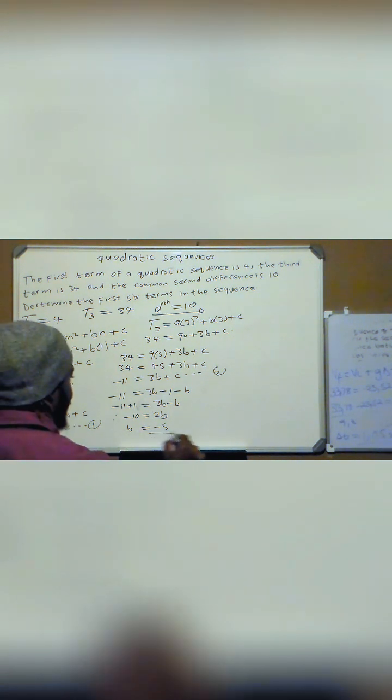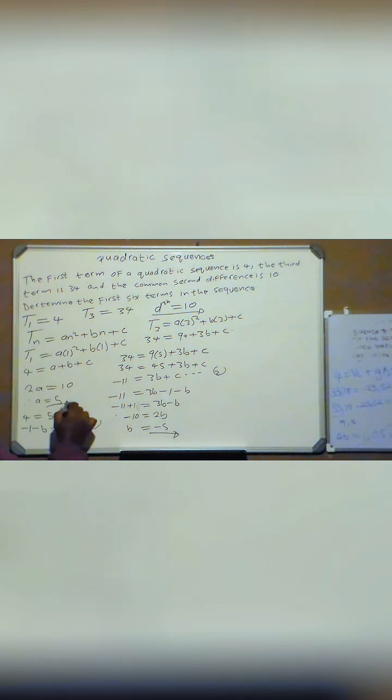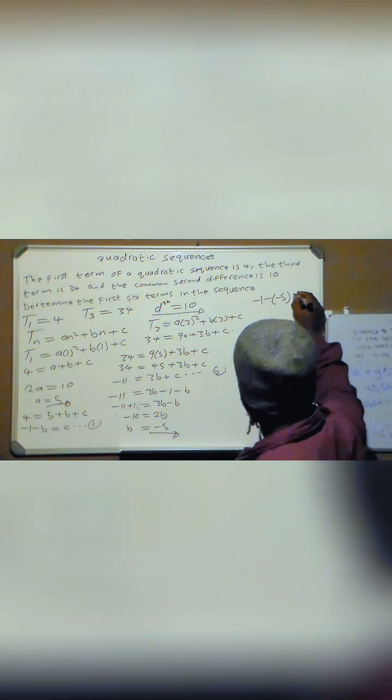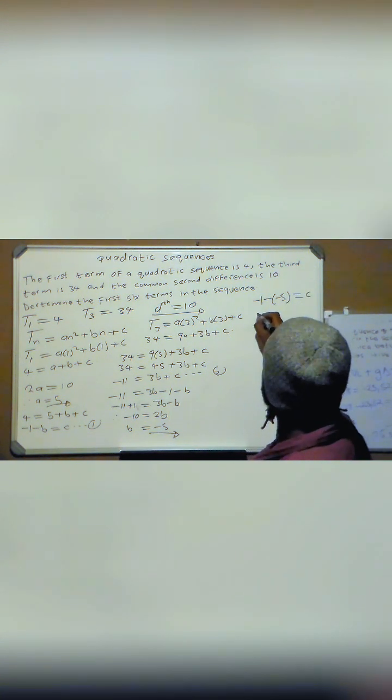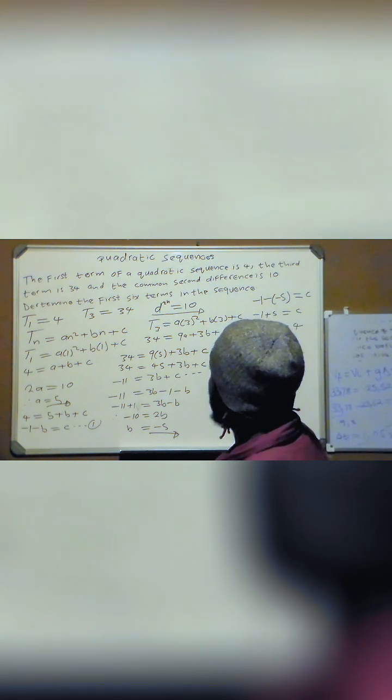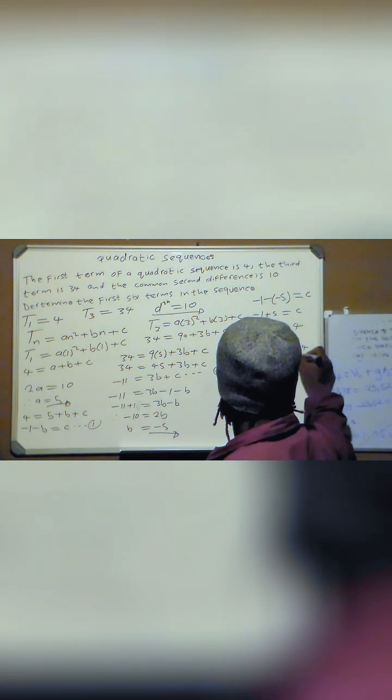So I now have the value of b, and this is the value of a. How do I find c? I take this b value and substitute into equation 1. So I have minus 1 minus 5 equals c, so this is negative 1 plus 5 equals c. Therefore the c value is equal to 4. So our general equation for the quadratic sequence is Tn equals 5n squared minus 5n plus 4.